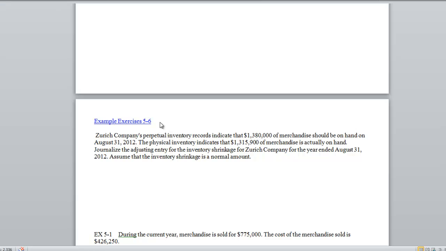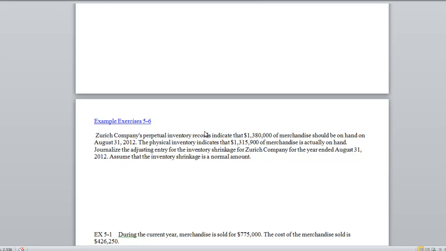This is example exercise 5.6. It says Zurich Company's perpetual inventory records indicate that $1,380,000 of merchandise should be on hand as of August 31st, 2012. The physical inventory indicates $1,315,900 of merchandise is actually on hand. Journalize the adjusting entry for the inventory shrinkage for Zurich Company for the year ended August 31st, 2012. Assume that the inventory shrinkage is a normal amount.